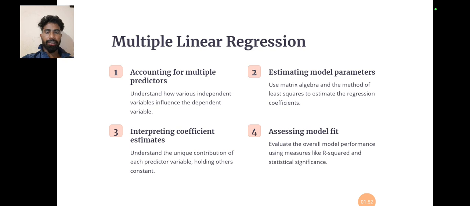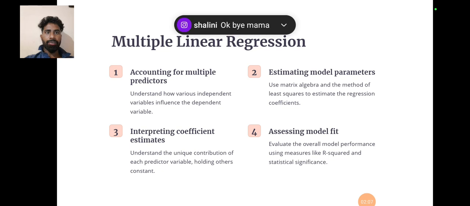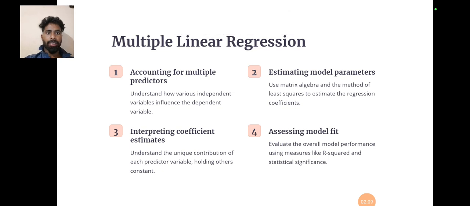Multiple linear regression, accounting for multiple predictors. Understand how various independent variables influence the dependent variable. Estimating model parameters: use matrices and the method of least squares to estimate the regression coefficients. Interpreting coefficient estimates: understand the unique contribution of each predictor variable, holding others constant.